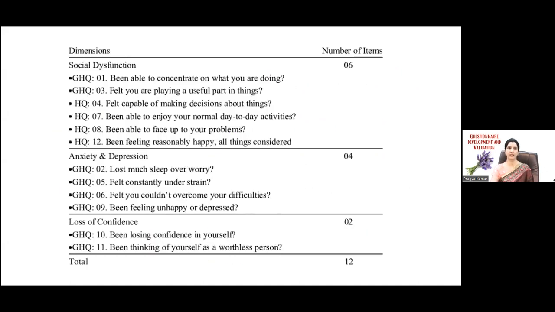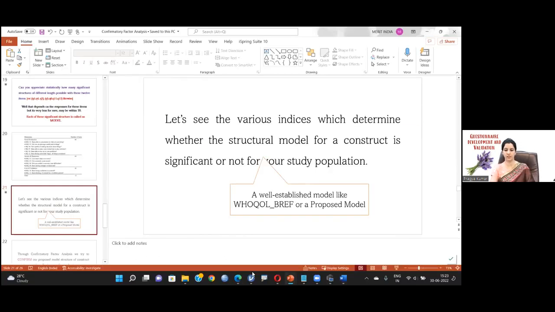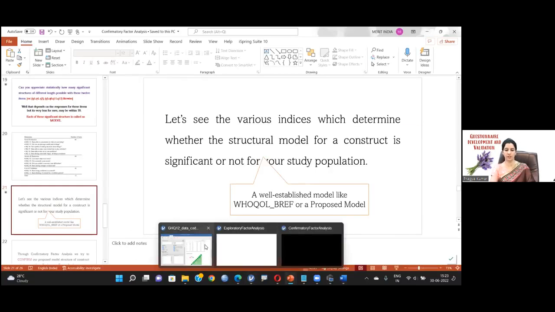In this case, one of the dimensions was social risk. One of the authors described this as 4 factors: social dysfunction as 1, anxiety and depression as 2nd, and loss of confidence as 3. So let's go back to the data of that GHQ, the General Health Questionnaire.